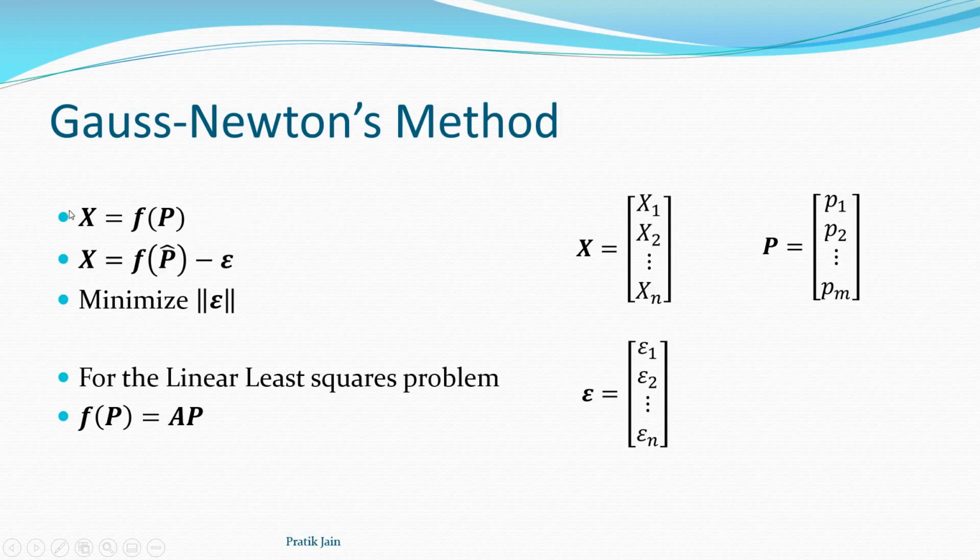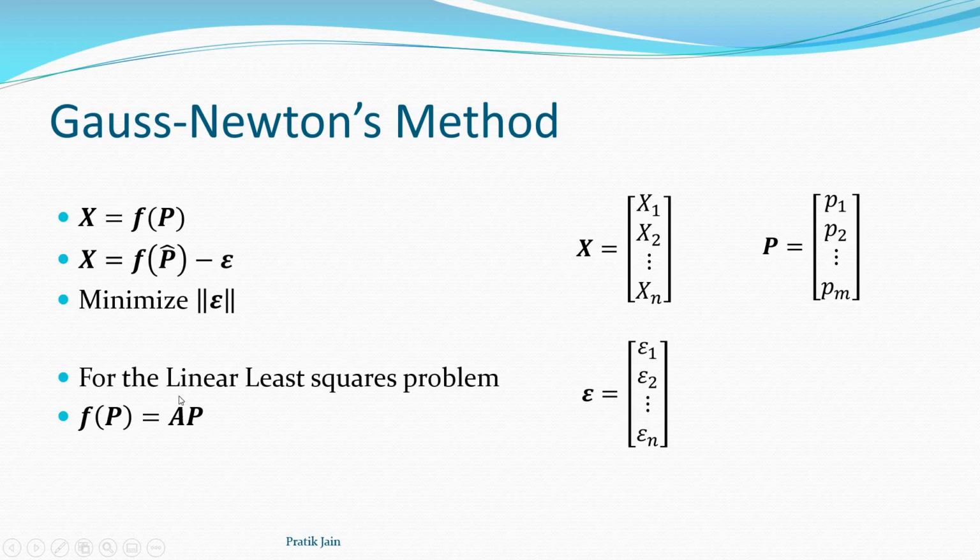So say we are given an equation like this: x is equal to some f of p, where f is any function. This can be any general function, but it is a vector valued function. Here you can see that p is nothing but a vector. It is an m dimensional parameter vector, and x is an n dimensional vector. So this f is a vector valued function. It takes a vector as input and has a vector as output.